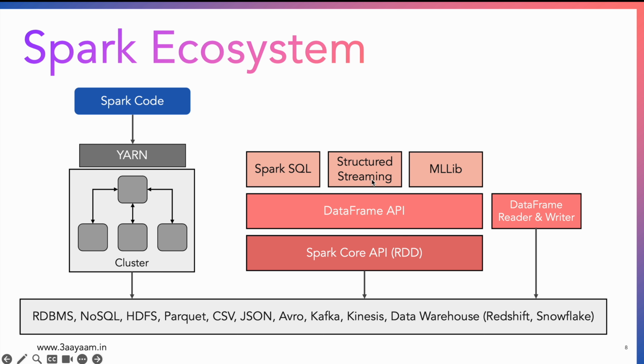But this layer, the Spark SQL, actually sits on top of data frame because Spark SQL has also been created using the data frame APIs only. Same is the case with structured streaming and machine learning libraries. So this is the Spark ecosystem, wherein Spark Core API or RDDs sit at the bottom doing all the work, and we write code using data frame or Spark SQL or structured streaming.